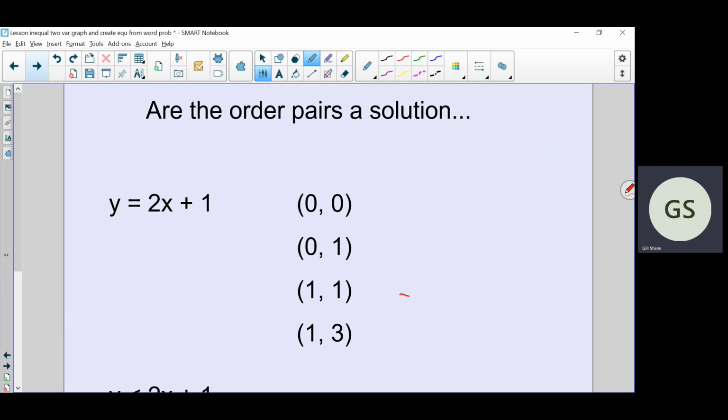All right, so here's the first thing we're going to do. This is a little bit of review. It's not going to be on the exit ticket, but it's something we didn't do very well on the quiz.